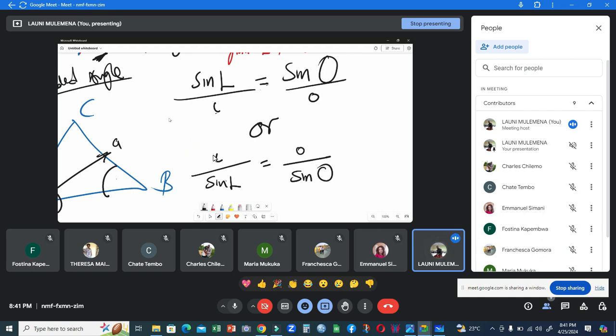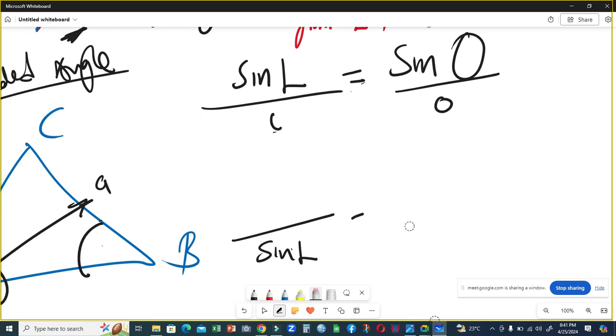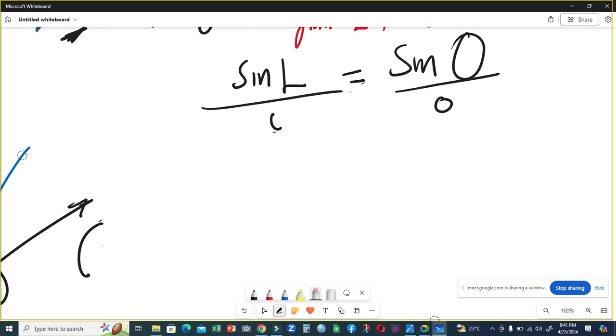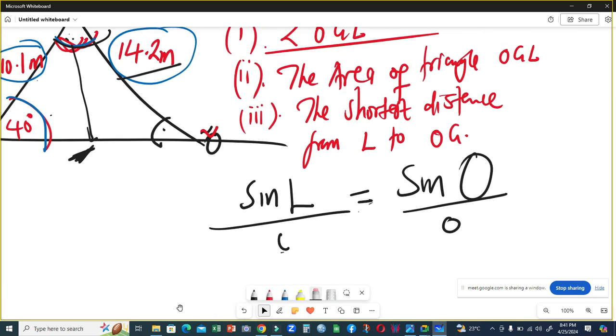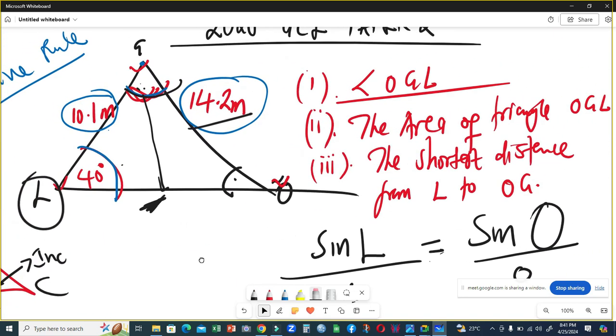Okay. If at all we are okay, then let's go ahead with the substitution. And remember, I said here we need to make a choice whether the first formula or the second formula. Any choice, the answer is the same. Just erase this part. Okay. So now what is angle L? What is the value for angle L? It's 40. Side L is 14.2.